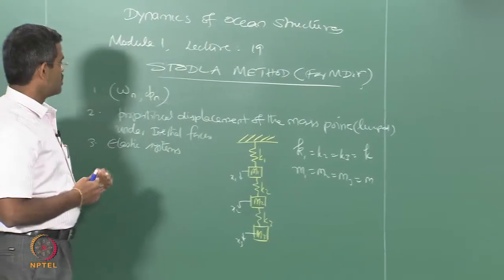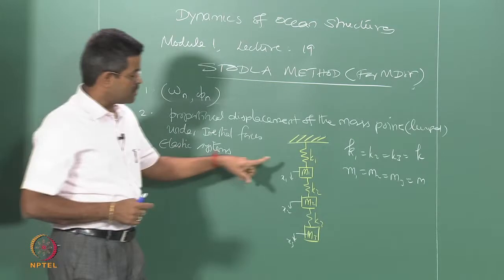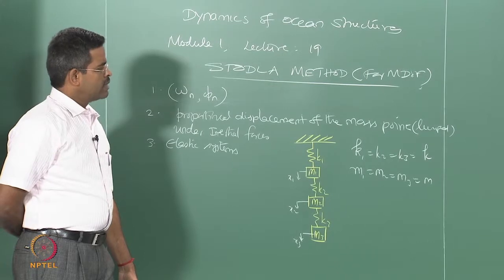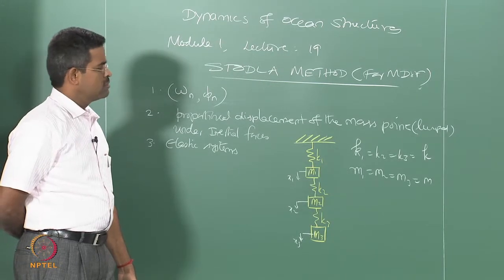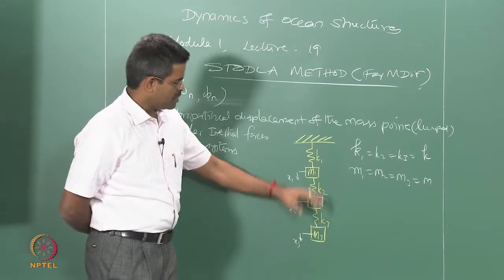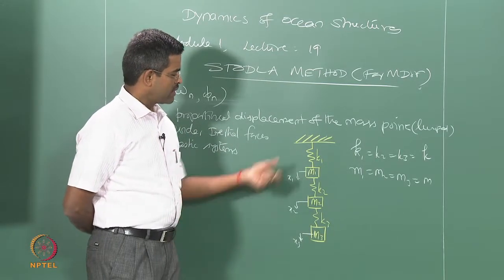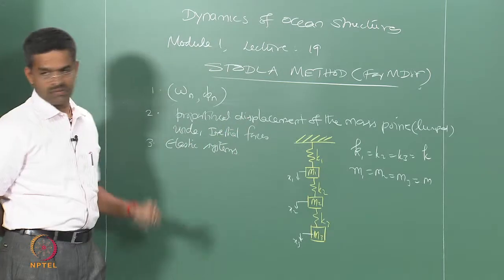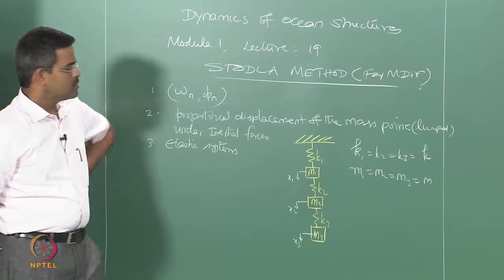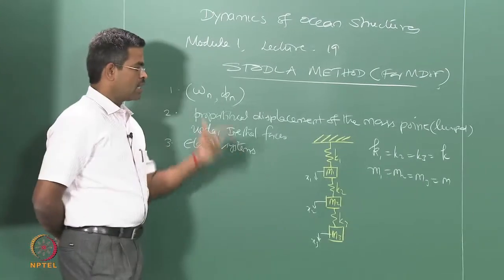So, we will demonstrate Stodola's method by assuming a proportional displacement between the mass points at respective degrees of freedom. Let us try to find out what will be the restoring force offered by these respective springs to the respective mass points in the respective degrees of freedom, and see whether these vectors assumed in the beginning of the iteration are getting converged. There is a mathematical proof available in the literature that Stodola will converge to the natural frequency and mode shape.